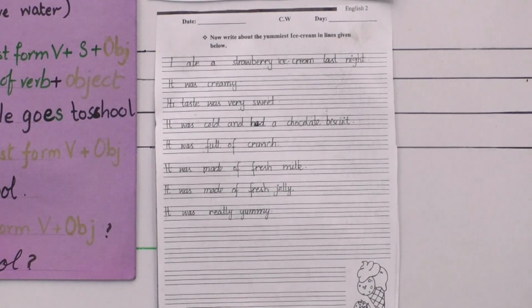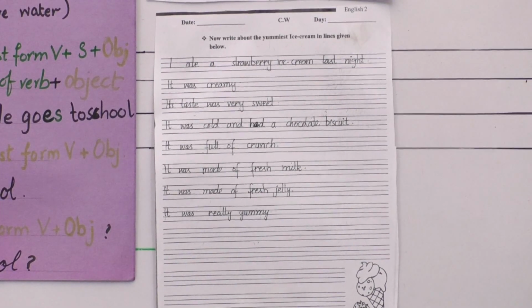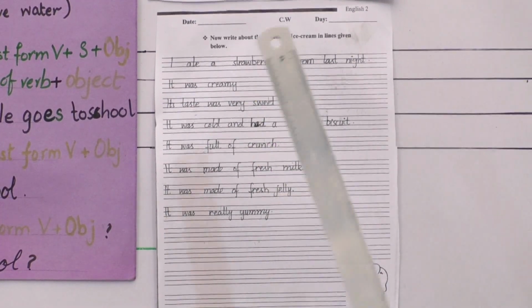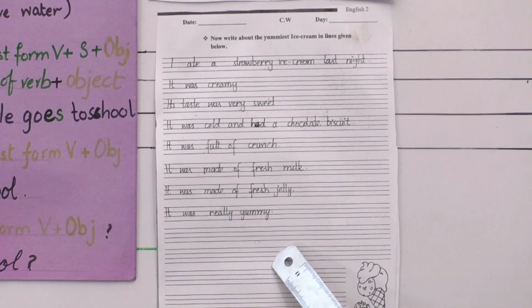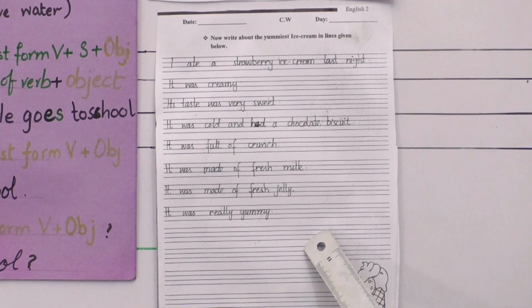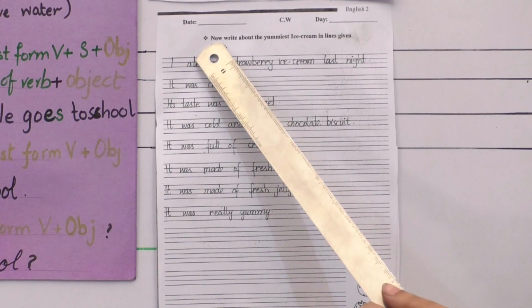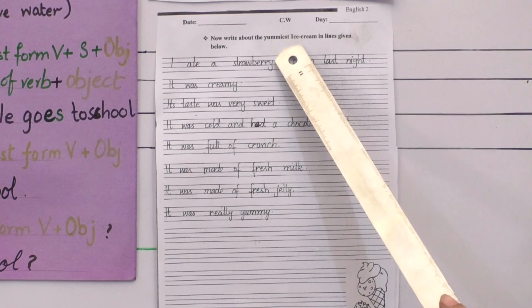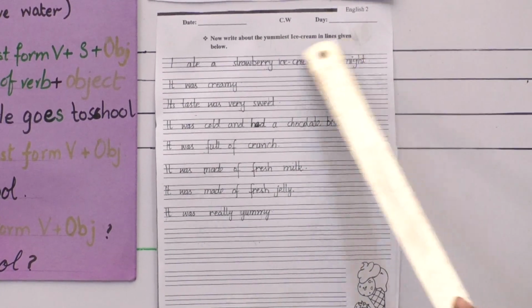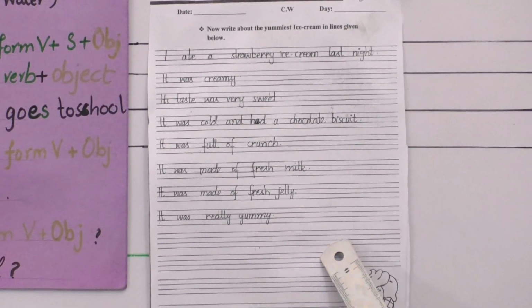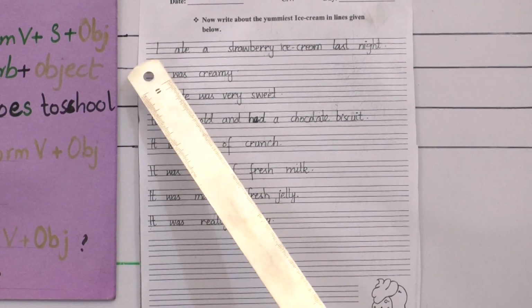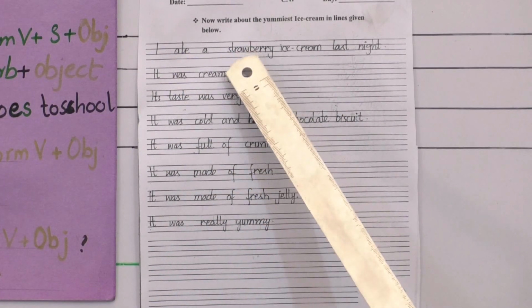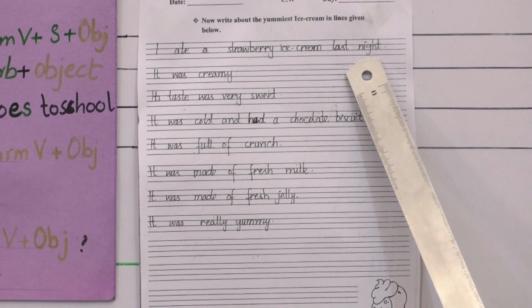This is page number 63. This is related to 62. Now, suppose you have eaten the yummiest ice cream ever, and now you are going to share the experience with us. The question is, now write about your yummiest ice cream in the lines given below. Now, the lines are given to you in the slot. Write them accordingly. I ate a strawberry ice cream last night.